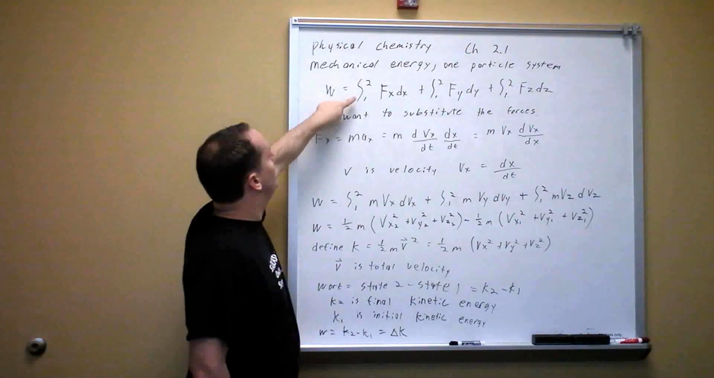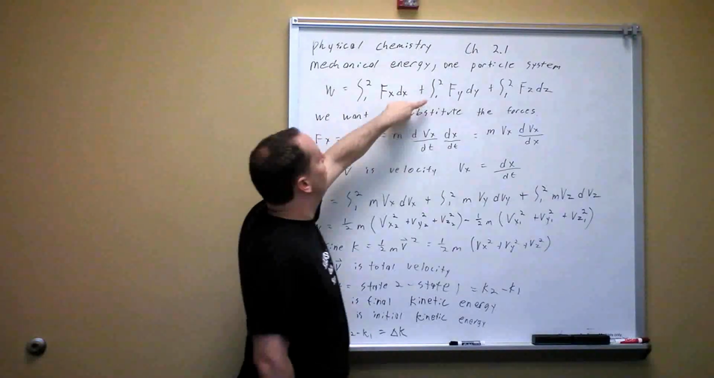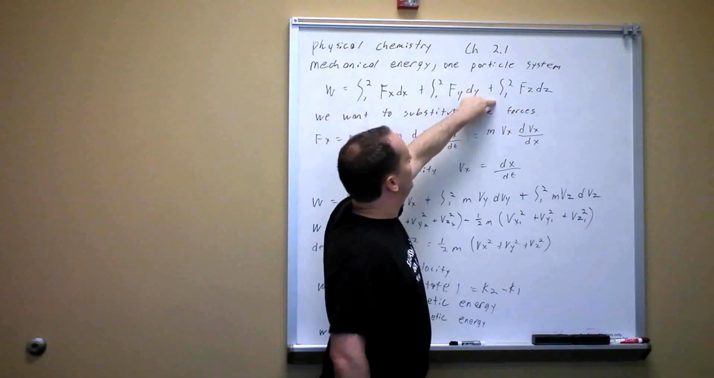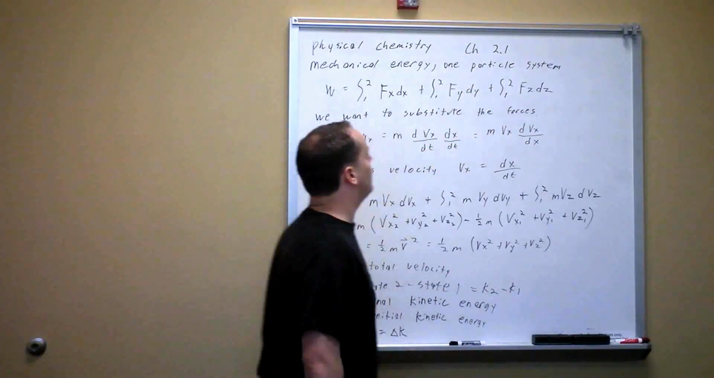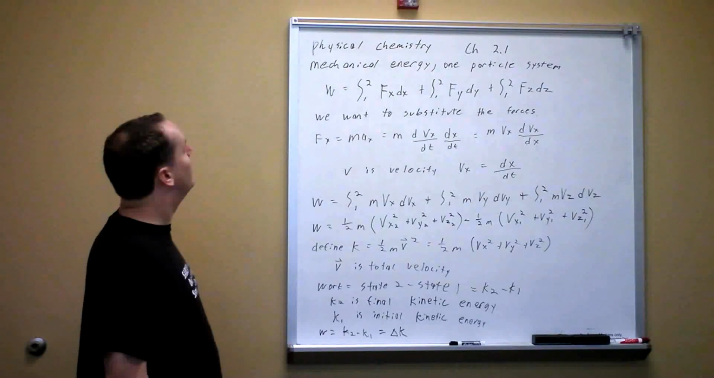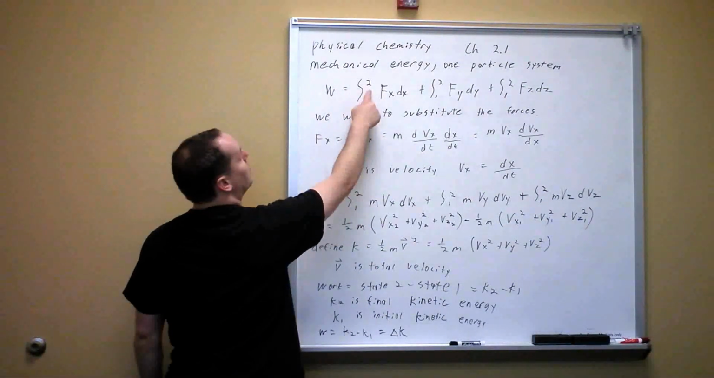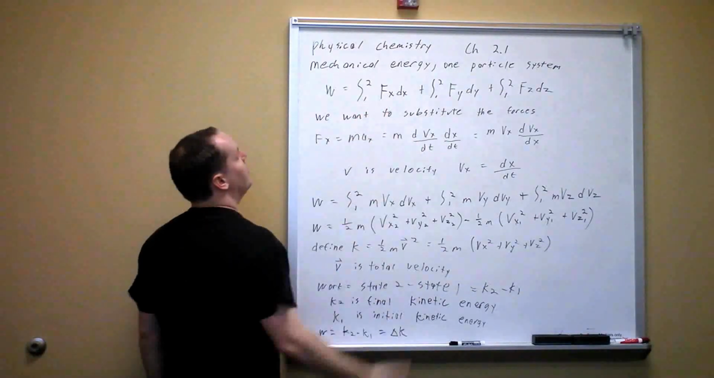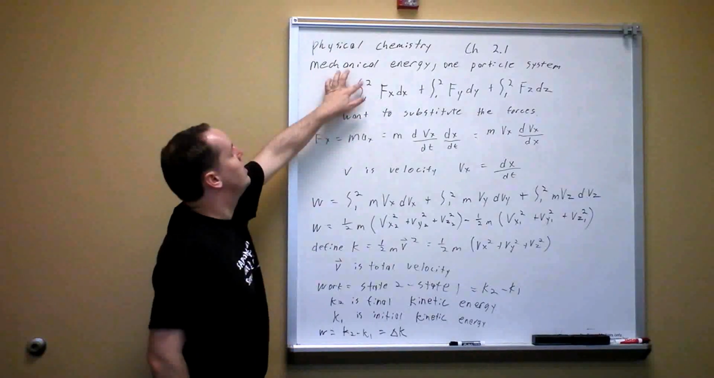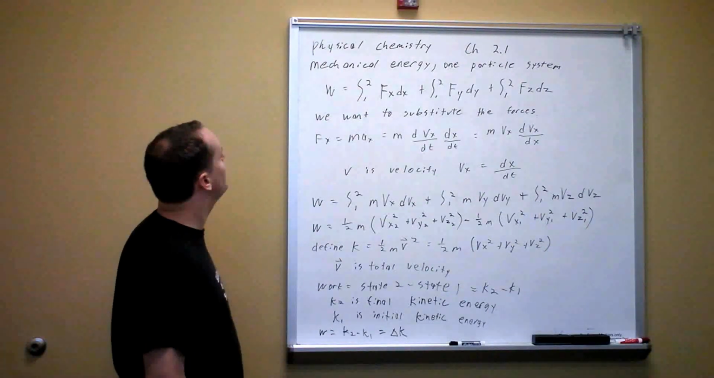So we have work is equal to the integral from state 1 to state 2 of f of x dx, plus the integral from state 1 to state 2 of f of y dy, plus the integral from state 1 to state 2 of f of z dz. Be careful about the nomenclature, because in a normal integral calculus class, this would mean substituting the numbers 2 and 1 in for x, but that's not what we're doing. It's state 1 and state 2, whatever values of force and distance that you'll have.